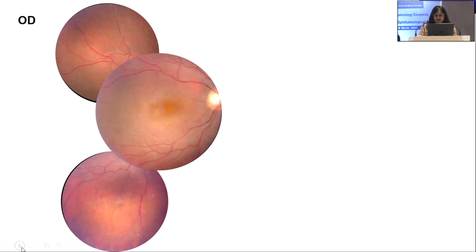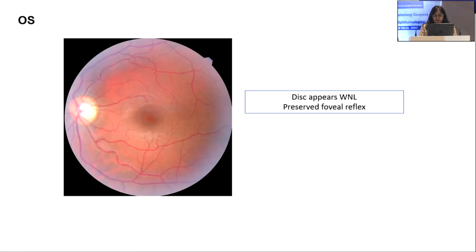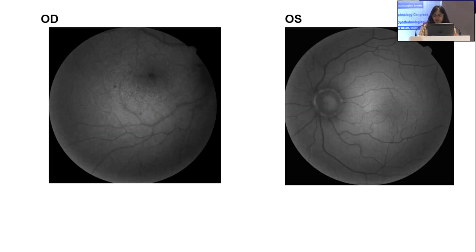Coming to the right eye fundus photography, we could see RPE mottling and dull foveal reflex, and one might say there was a subtle yellowish hue present along the infratemporal arcade. The left eye was within normal limits with preserved foveal reflex.